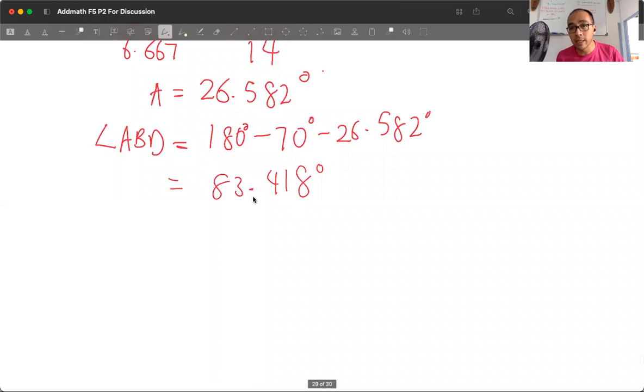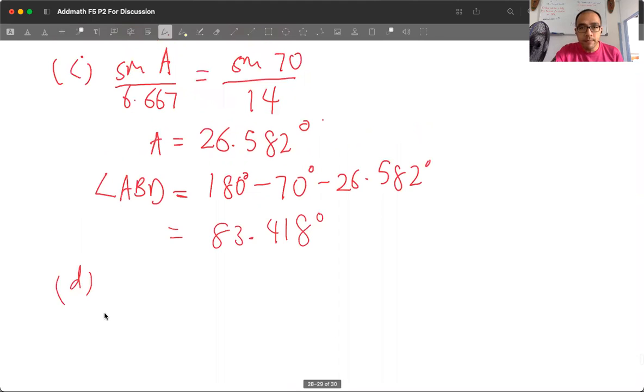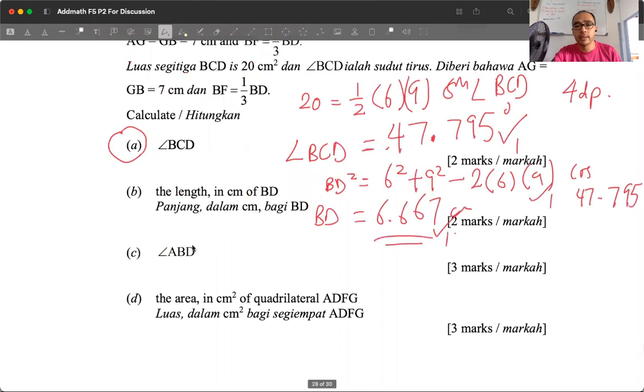Of course, if your answer is in degrees and minutes, it's not a problem. But I only give answers in degrees. If you change it to minutes, don't worry, you still get the mark, as long as it is within that range. Okay, so far we've covered this.